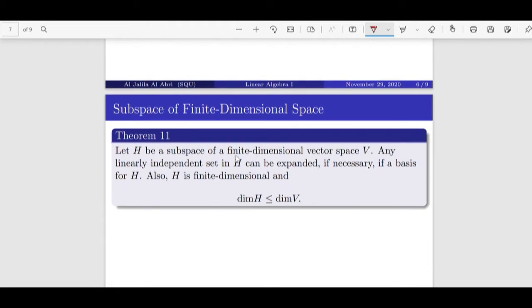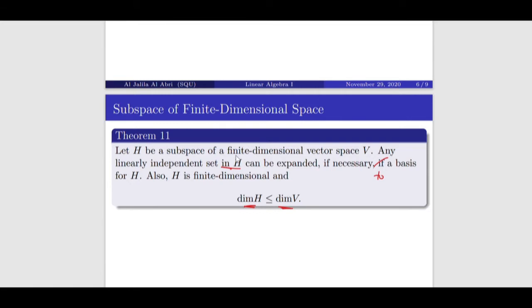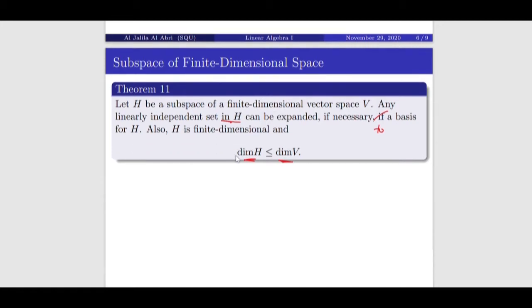آخر شيء theorem 11. Let H be a subspace of a finite dimensional vector space V. Any linearly independent set in H can be expanded, if necessary, to a basis for H. So also H is finite dimensional and dimension of H is less than or equal to dimension of V. يعني إذا كانت عندي ال H عبارة عن subspace of finite dimensional V، إذا الدايمنشن تبع ال H اللي هي number of linearly independent vectors in the basis should be less than or equal to the dimension of V. لأن أصلا ال V هي عبارة عن vector space، ال H عبارة عن subspace منها، فمن الطبيعي إنه عدد ال vectors inside basis of V أكبر من أو يساوي عدد vectors in the basis of ال H.